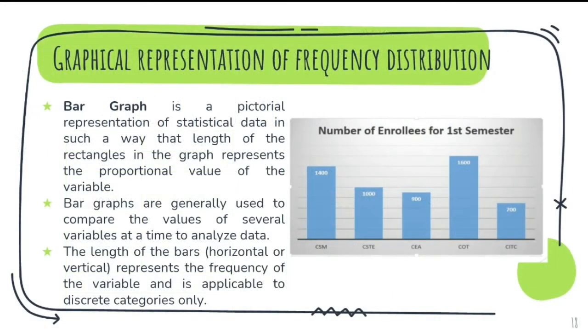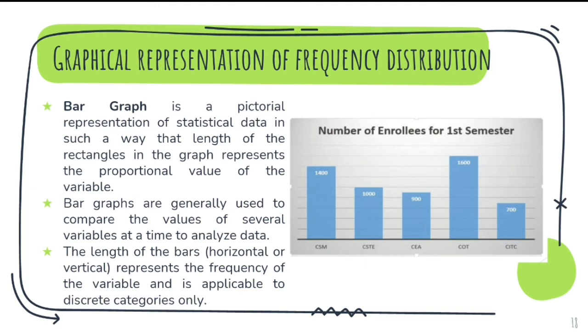Graphical representation of frequency distribution. First, we have bar graph. It is a pictorial representation of statistical data in such a way that the length of the rectangles in the graph represent the proportional value of the variable. Bar graphs are generally used to compare the values of several variables at a time to analyze data. So basically, bar graph is best suited if you want to compare quantities, big quantities.